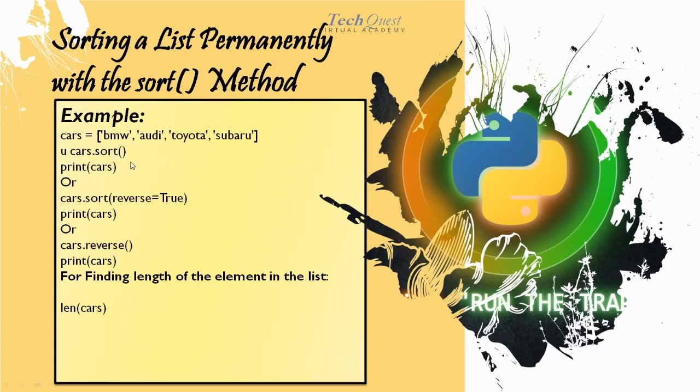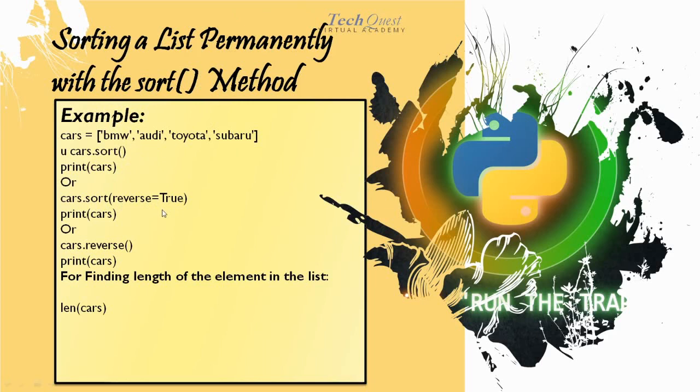sorts by default in the ascending order, like this. After using the sort keyword, when you print this variable cars, Audi would come at the 0th index and BMW would come at the 2nd index, and so on for the others. Or if you want to reverse the order of the sorting, you just type in the sort keyword reverse is equal to true and then print.